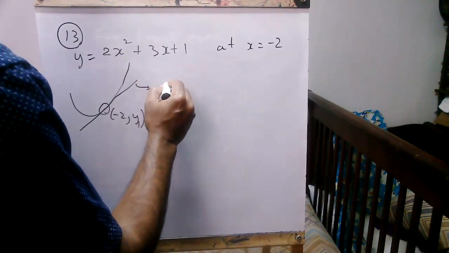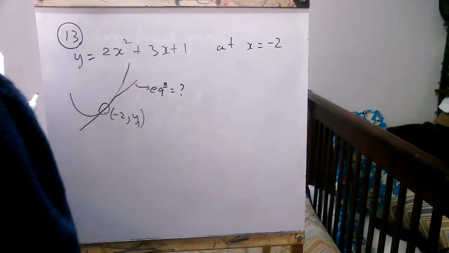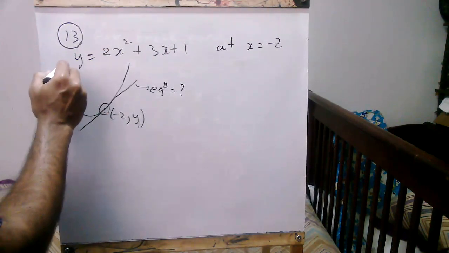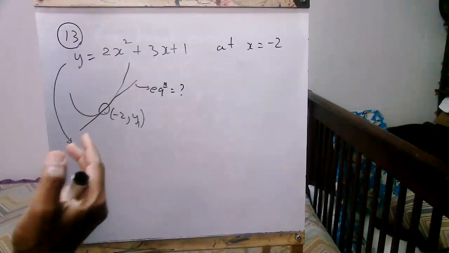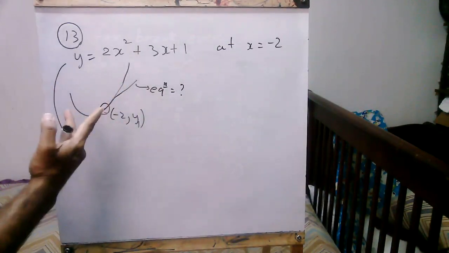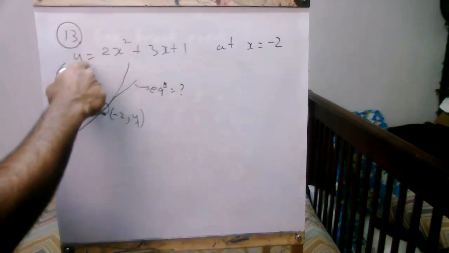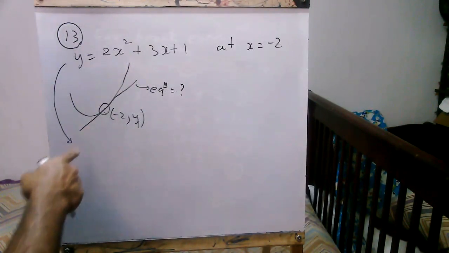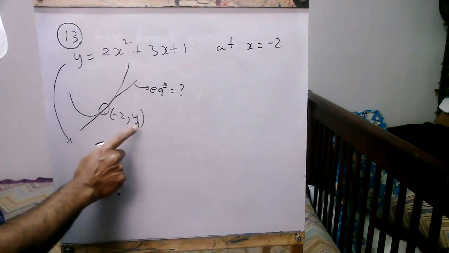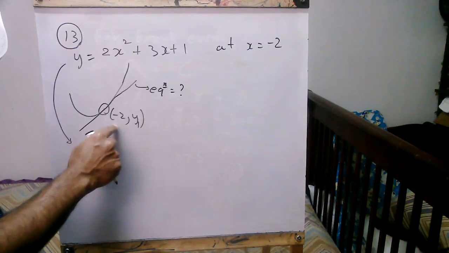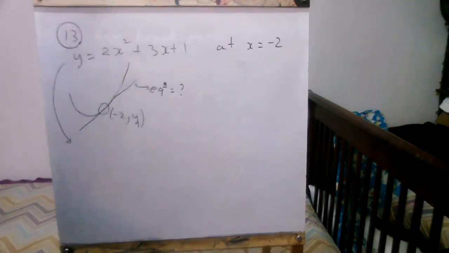Equation. Right. Now, why is this? We can find the slope. To write the equation of a line, we need two things: slope and coordinates of one point. We can find the slope by differentiating this and substituting x equal to negative 2. We can find the y coordinate by substituting negative 2 here. Right?